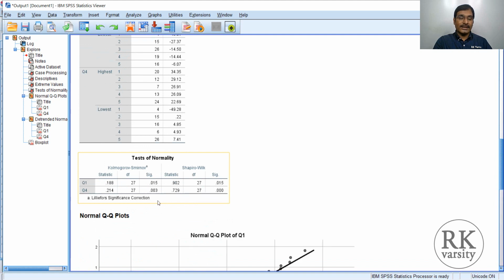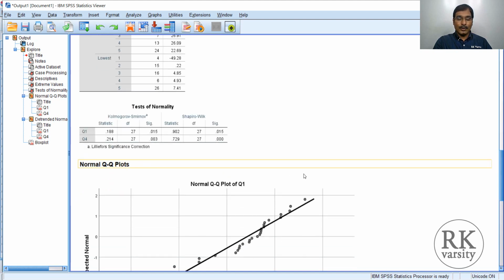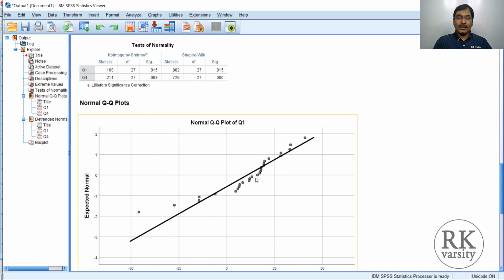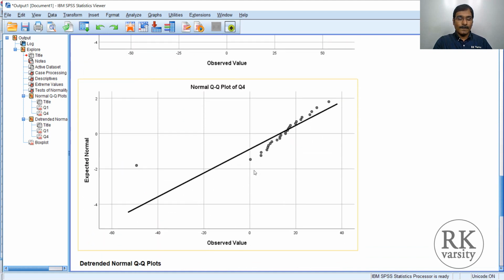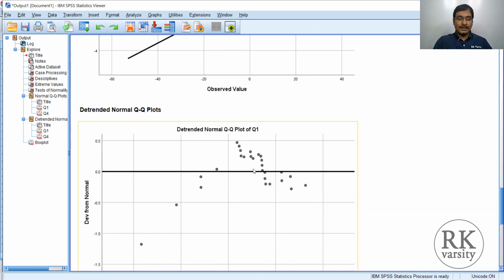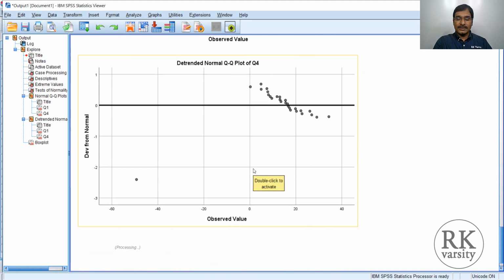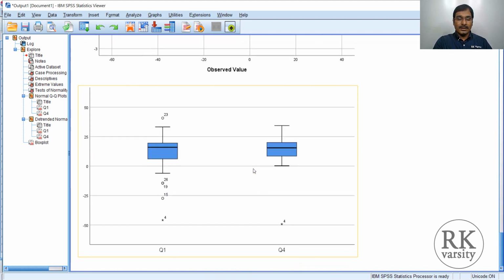As your data is large, the Kolmogorov-Smirnov test and Shapiro-Wilk test automatically show you only the significant value. However, at the 99% confidence level, we retain the null hypothesis. Here are the QQ plots, then the detrended plots are here. We are interested in looking at the outliers. So there are certain outliers here. In the case of Q1 and in the case of Q4, there are outliers.